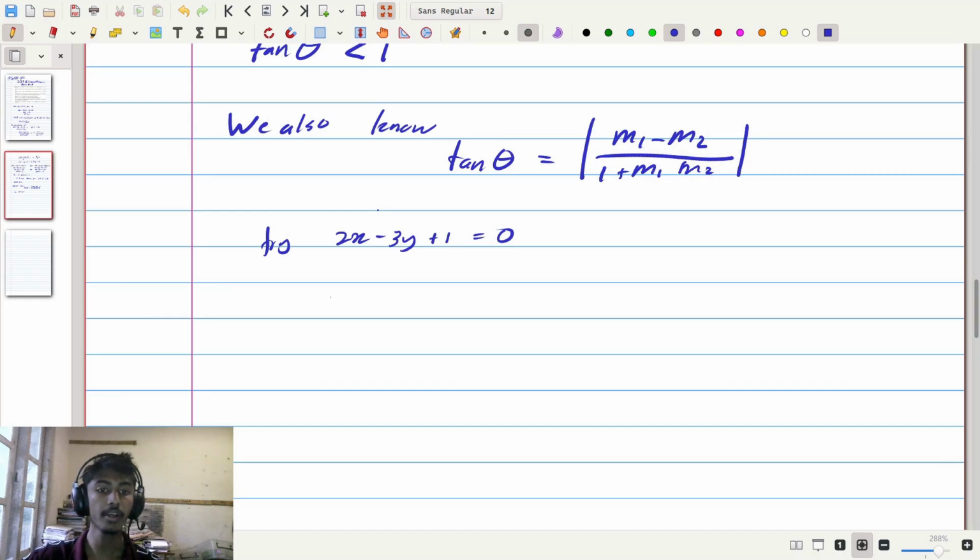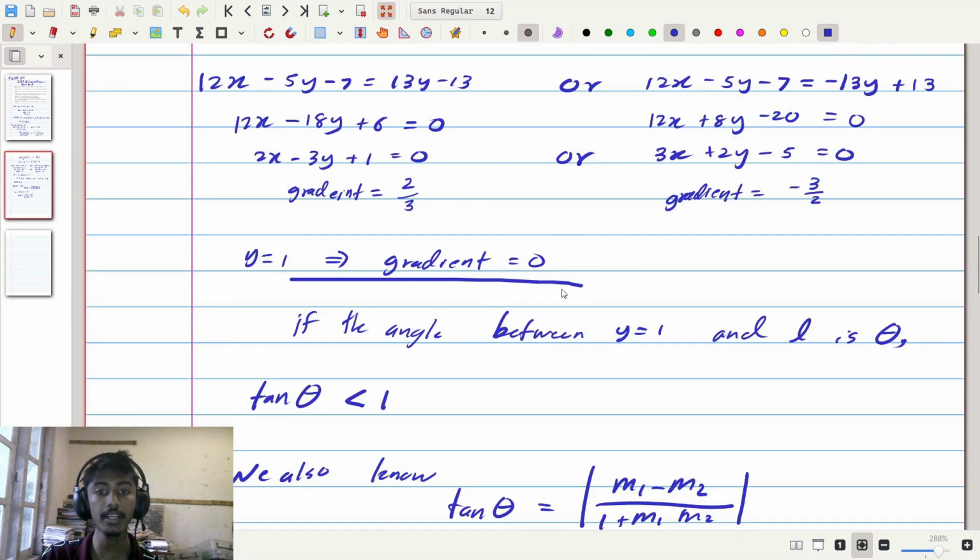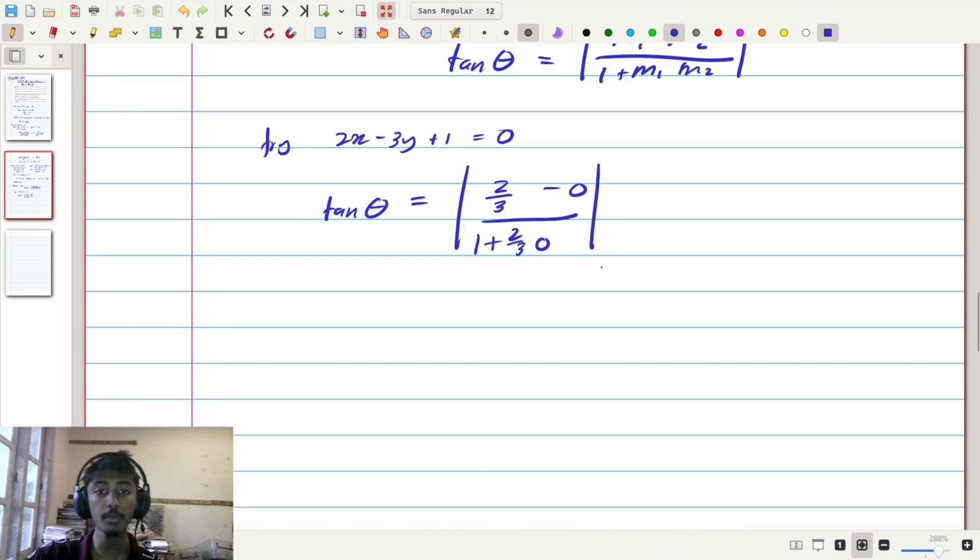Now trying this one, we get tangent of theta equal to modulus of, and if we take m1 as this one's gradient, which is 2 over 3, we have 2 over 3 minus m2, which is 0, divided by 1 plus m1, which is 2 over 3, times m2, which is again 0, since the gradient of this line is 0. Simplifying this down, we get 2 over 3 on top, divided by 1 on the bottom, and the modulus of that is simply 2 over 3. So the answer is 2 over 3, which is clearly less than 1.